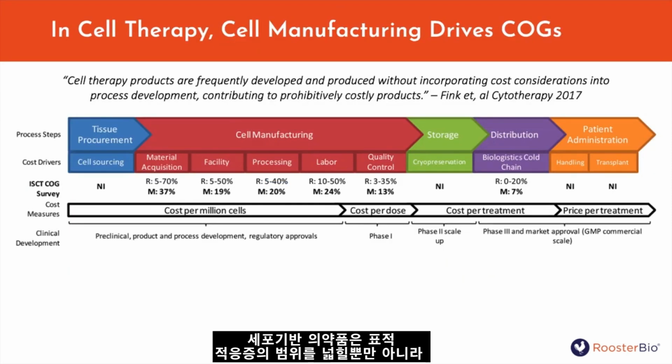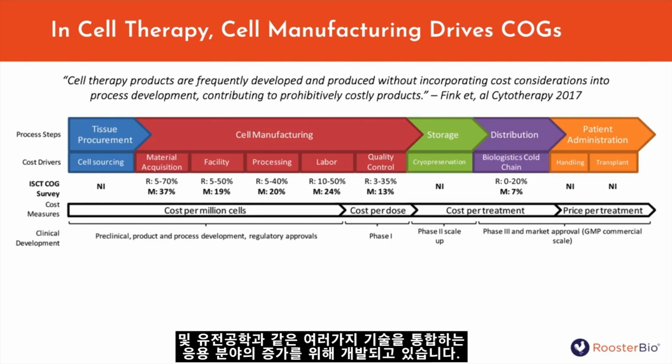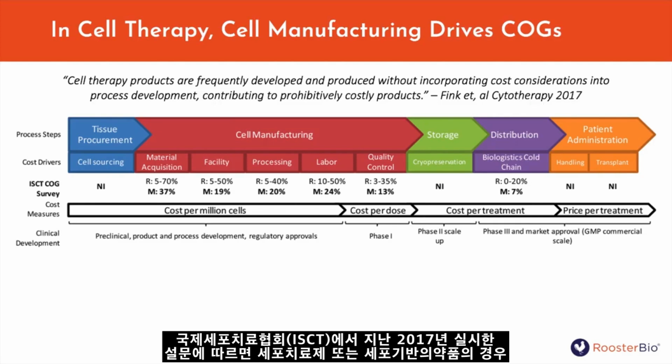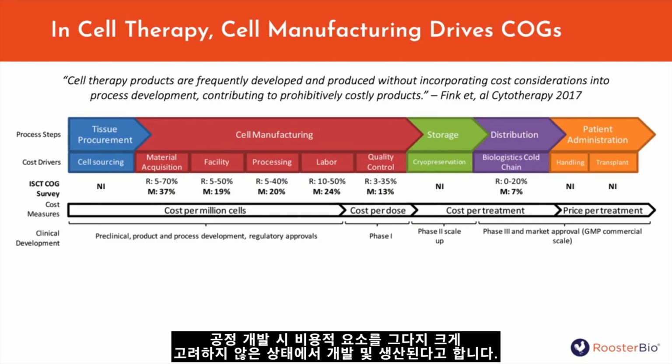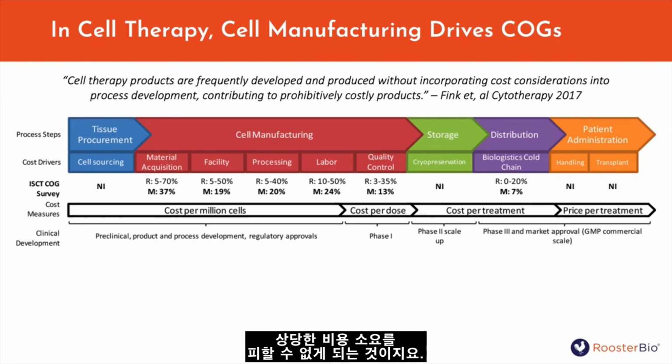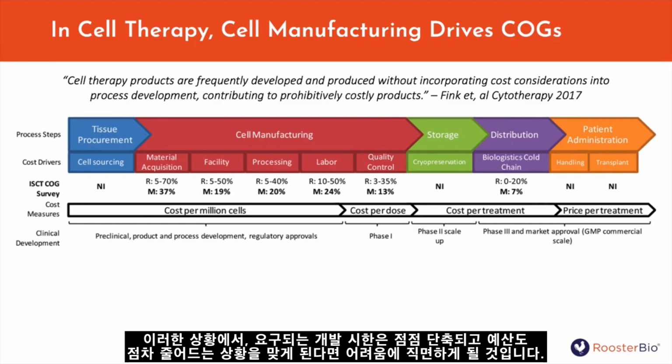Cell-based therapeutic products are being developed for a broadening range of target indications, as well as by a growing number of application areas, such as cell therapies, medical devices, cell-derived products such as extracellular vesicles or exosomes, and incorporating multiple technologies such as genetic engineering. As noted in a 2017 survey conducted by ISCT, cell therapy products or cell-based products are frequently developed and produced without incorporating cost considerations into process development, contributing to prohibitively costly products. With shortening timelines and tight budgets, this can be a costly trap to fall into.